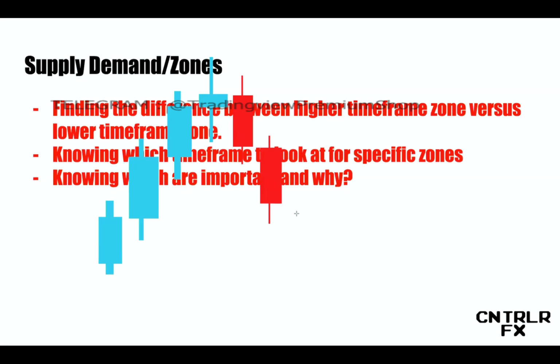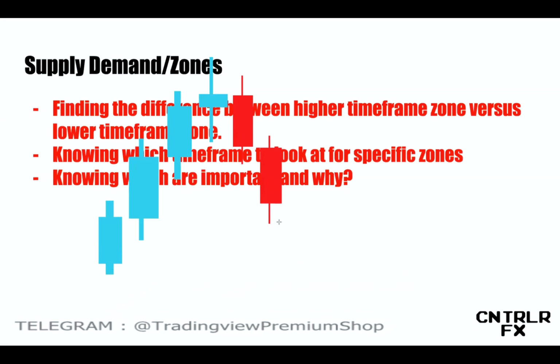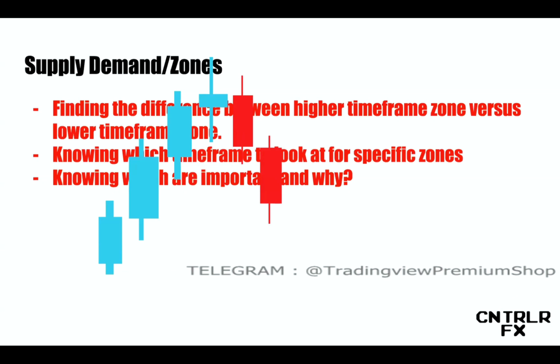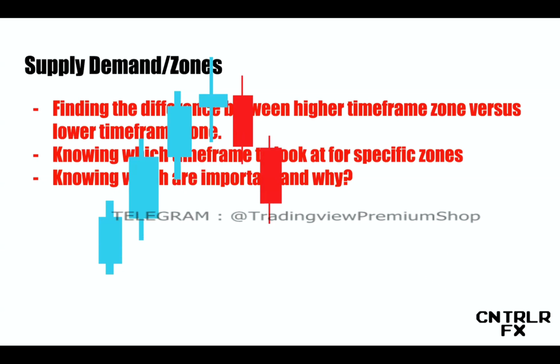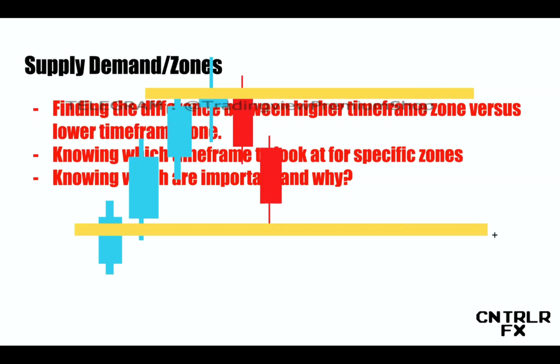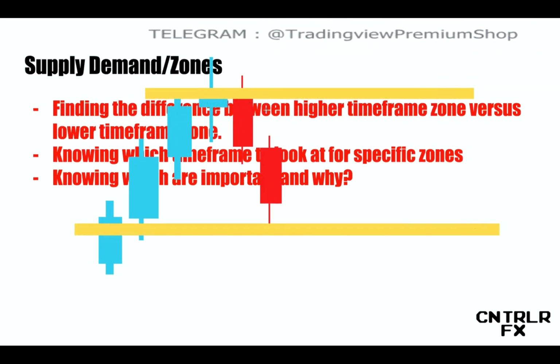So let's say you have this, right? Let's say you have this now. Now you have a supply zone here, a resistance here, and then now you have a support being made because obviously you had a bullish push, now you have the pullback. Now this would be your range.